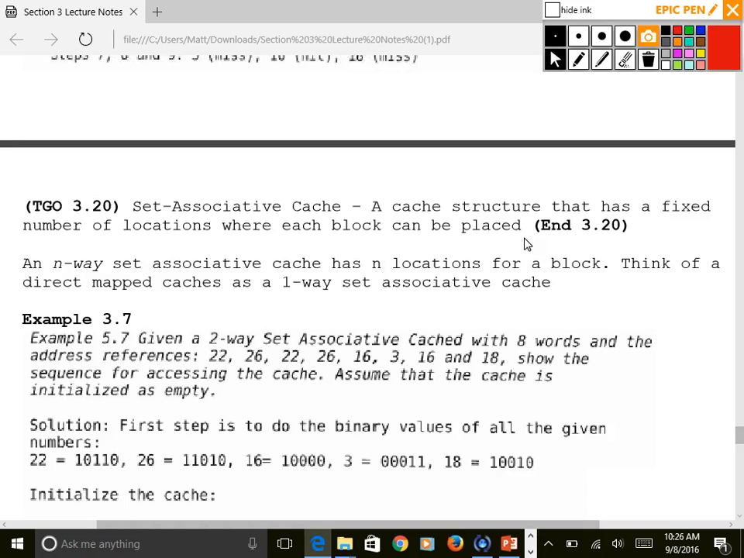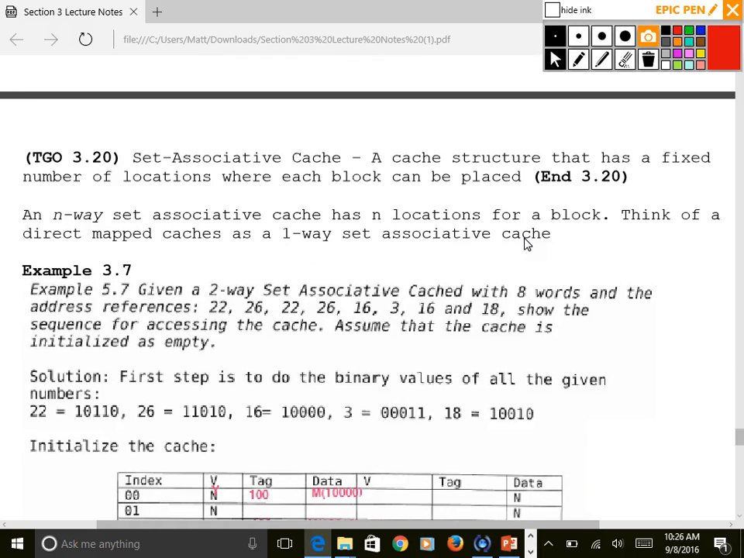And so for example 3.7, we're actually going to use the same access order, 22, 26, 22, 26, 16, 3, 16, and 18. And we're going to see how that potentially improves. So what's going to happen is, for each index, we are going to have 2 memory elements instead of 1.